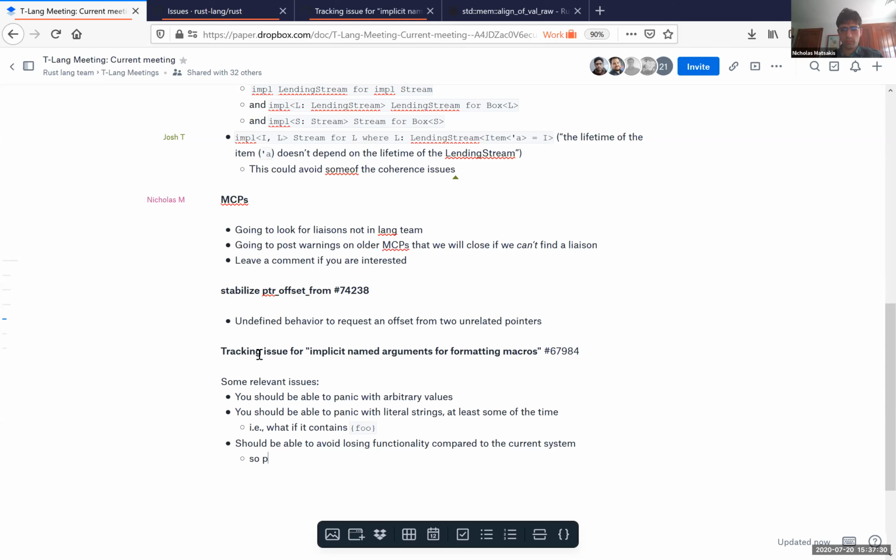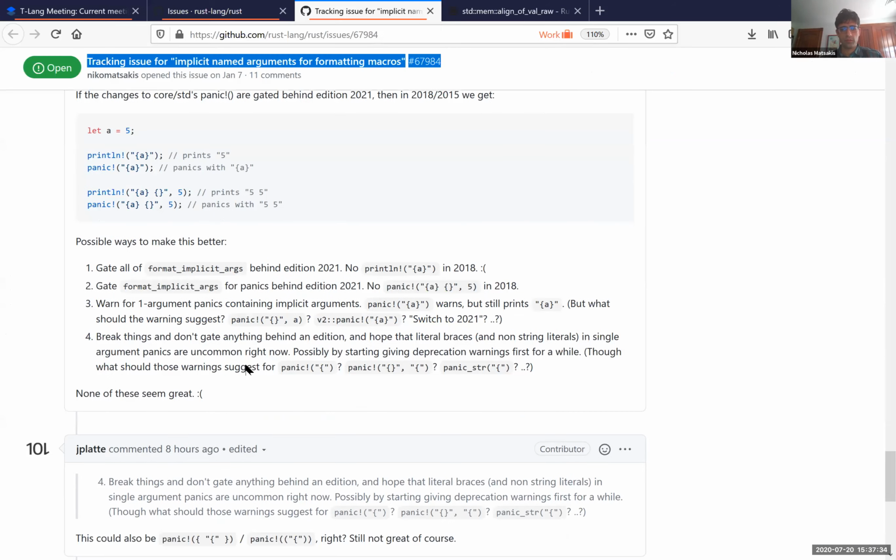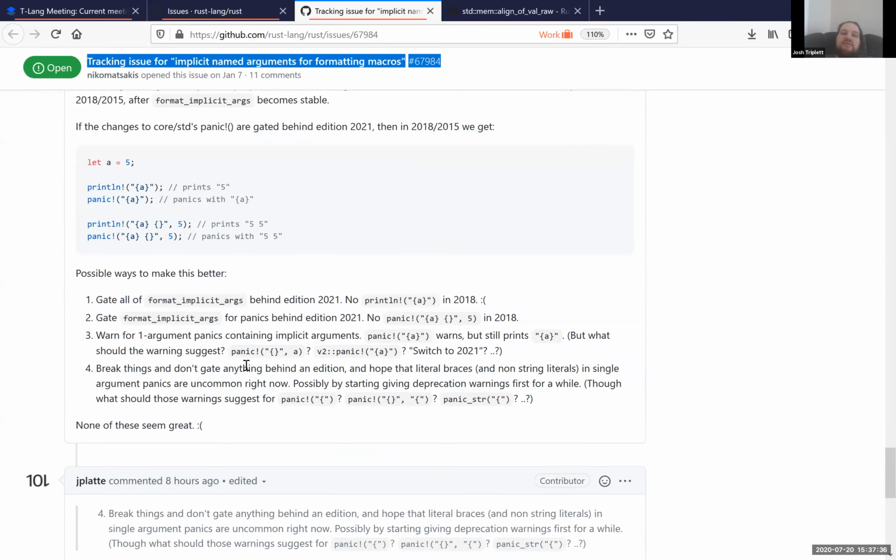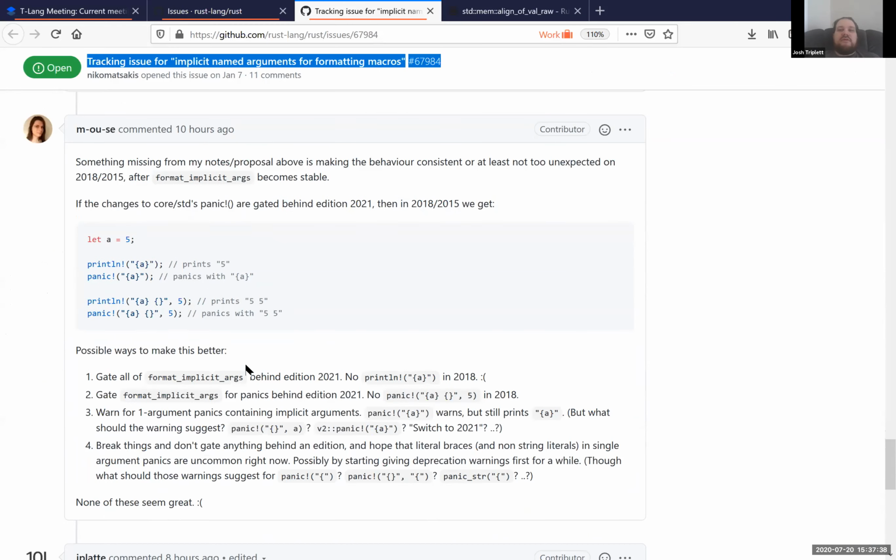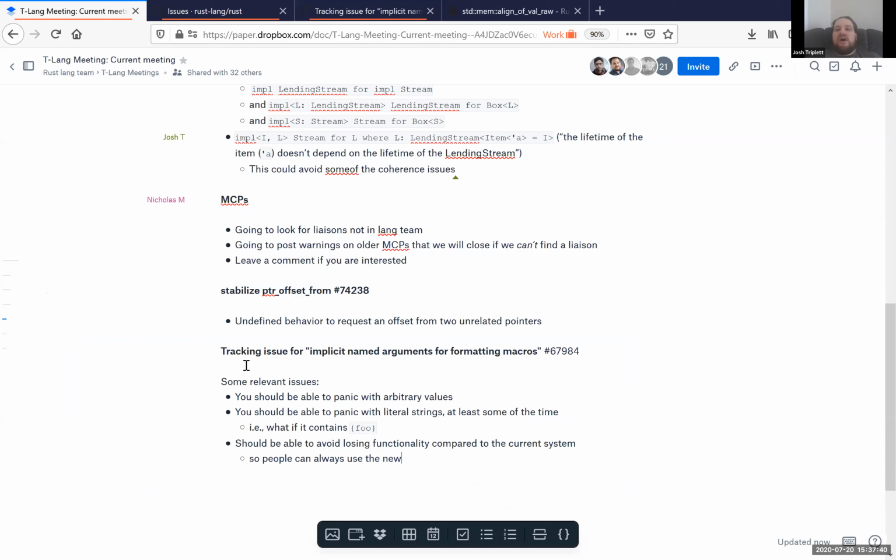Yeah. Where were you seeing the conversation? Was it on this tracking issue or somewhere else? Some of it was here, and some of it was on the proposal to stabilize the arguments as_str. I will link that. Hang on.